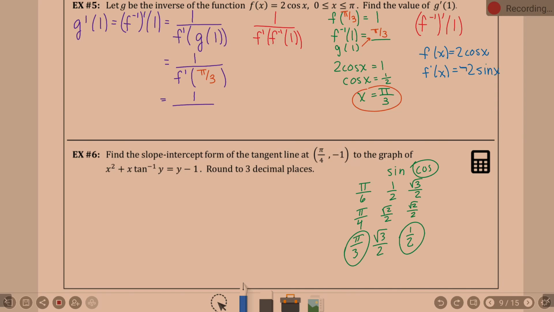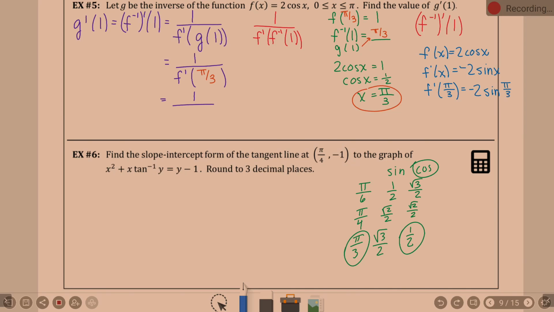But I mean, your brain was thinking here, I get it. The coefficient just carries along. What's the derivative of cosine of something? It's negative sine of something. So negative 2 sine x. We were being asked to do what? F prime of pi over 3. So negative 2 times sine of pi over 3.